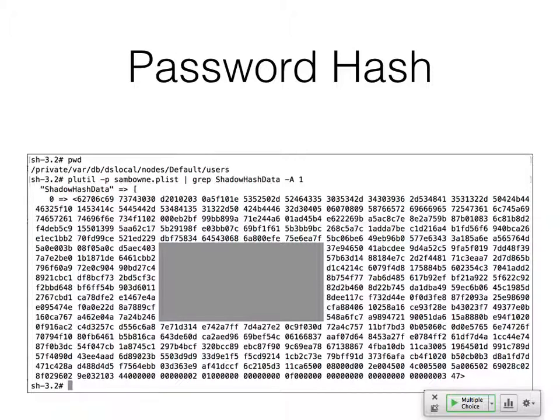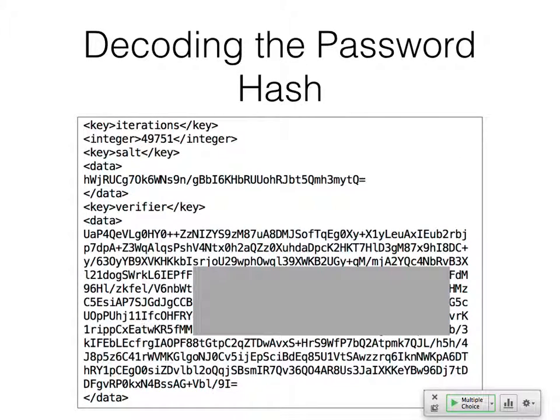This plutil gets the shadow hash data, and all this garbage here is the password hash. It is in a strange encoded format, so you have to use another program to unwrap it. And when you do, this is what it looks like, and it's pretty awesome. The number of iterations is 49,751. The algorithm is SHA-512. It has a salt, which is really long, looks like 256 bits of salt or something. And this is the hash.